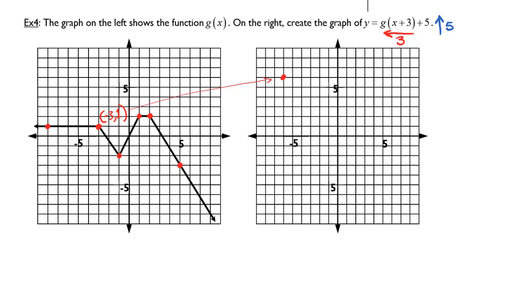I know that anything to the left of this point will just be a horizontal line because that's what it was before. Now let's take the point -1, -2. Let's transform it to the left 3. So subtract 3 from -1, that's going to be -4. And then let's add 5 to the y coordinate because that's our shift up. So that will be at 3. 1, 2, 3.